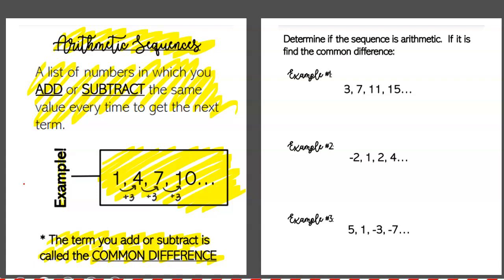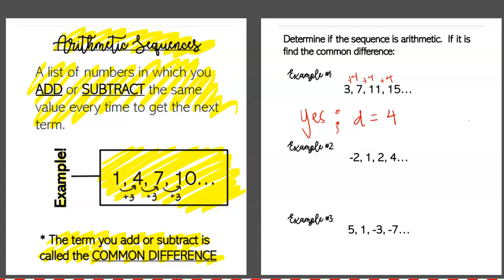Example 1, 3, 7, 11, 15. So if we take a look here, 3 plus 4 is 7, plus 4 is 11, plus 4 is 15. So I am increasing or adding by the same amount. So yes, this is arithmetic. And then what's my common difference? When we write a common difference, we're going to write lowercase d equals, and in this case it's a positive 4 because we are adding 4 each time.